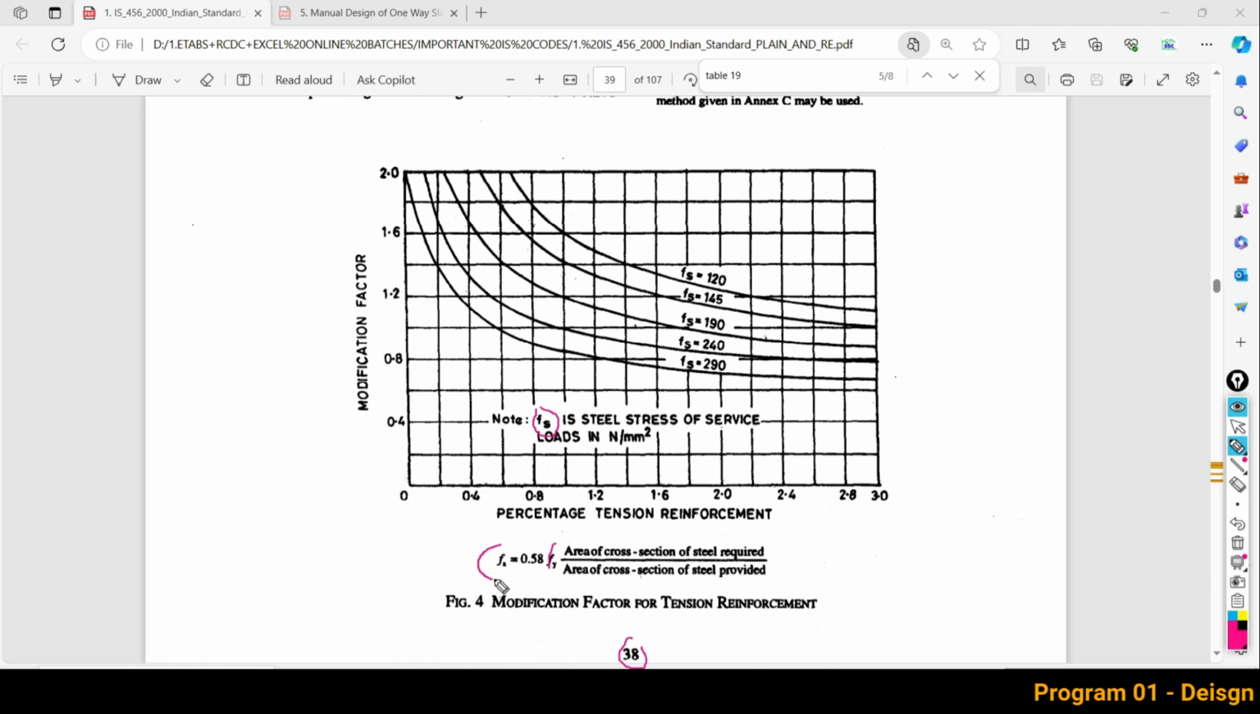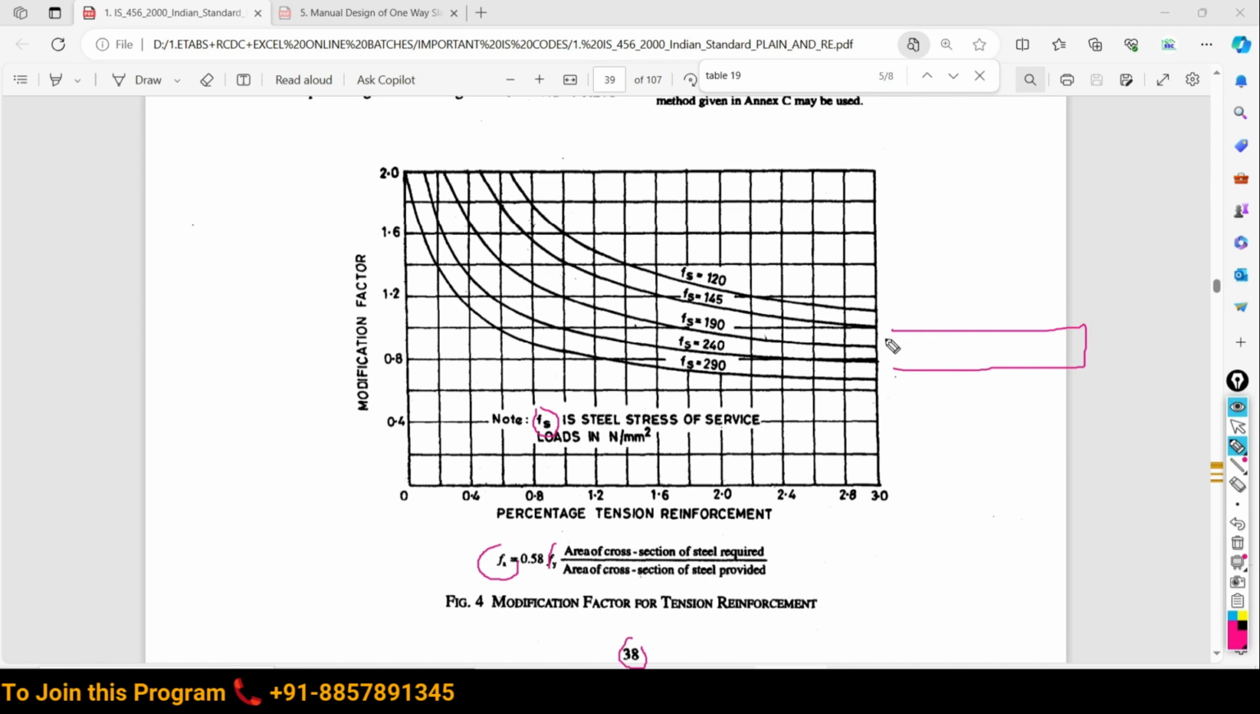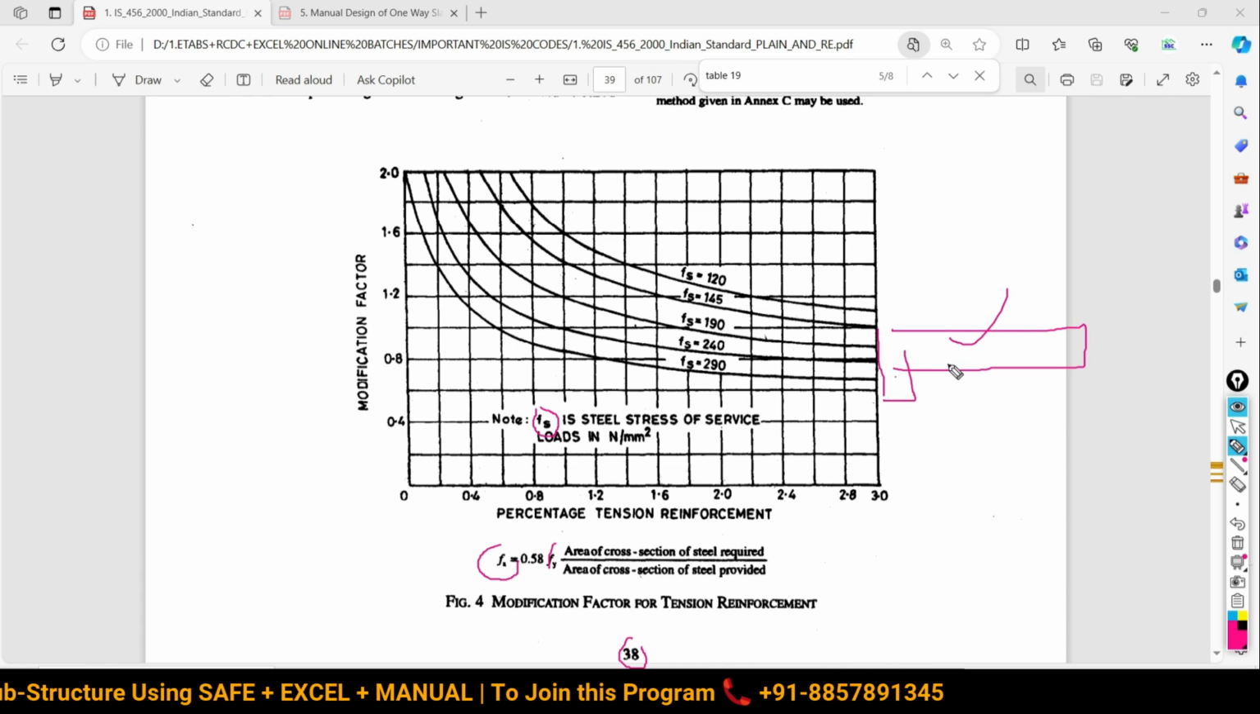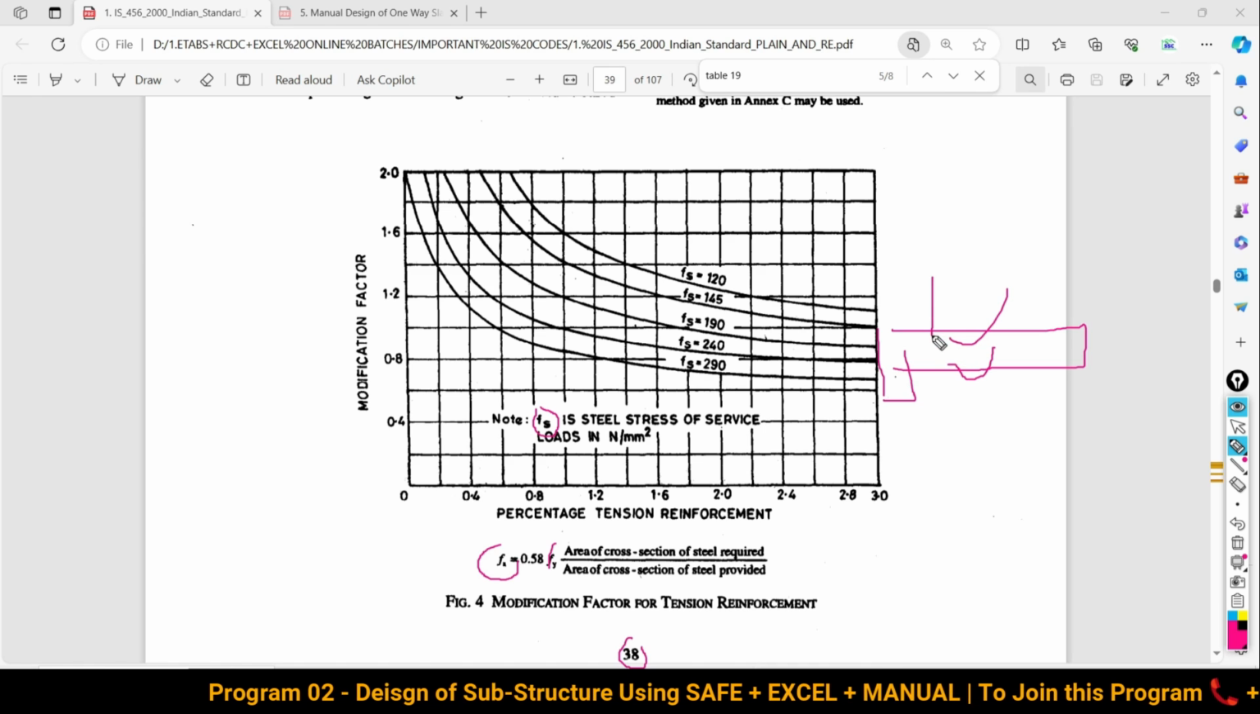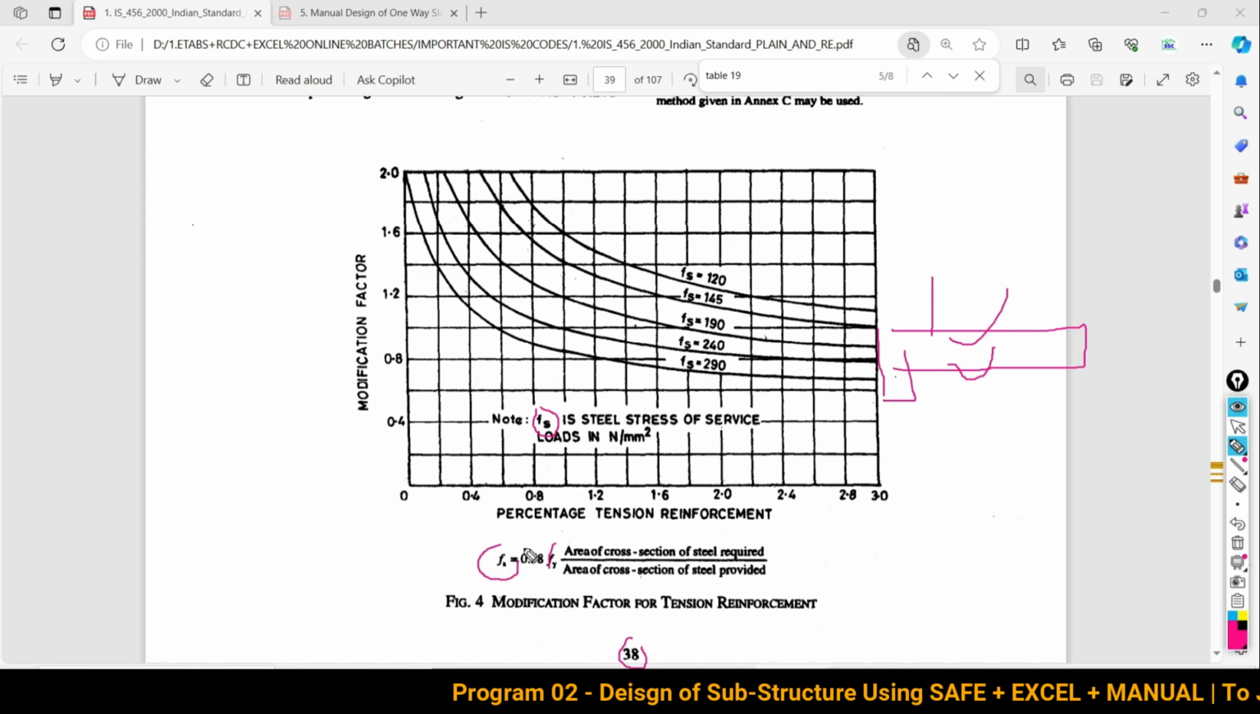So this is actually the stress which is going to be developed in your steel, because when the load is coming, stress will be developed in your concrete as well as in your steel. Then only both are going to resist the load. So how much stress is going to be developed in your provided reinforcement, I want to calculate that.